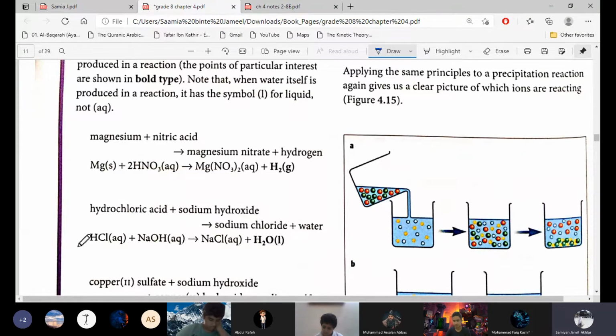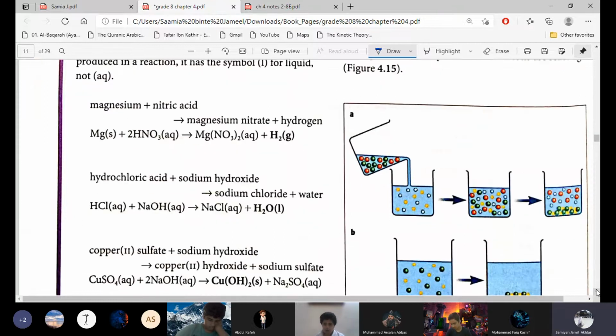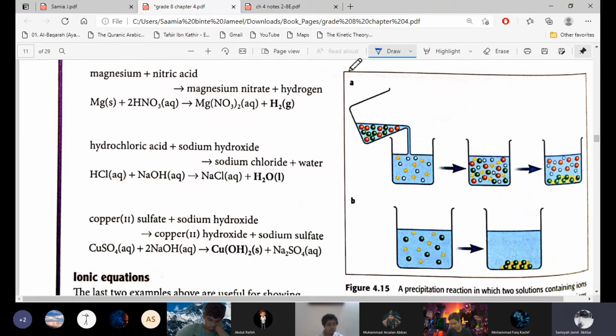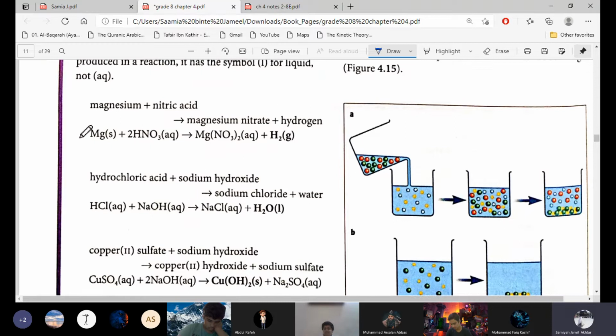Right now there are three examples of these state symbols in your book. The first example is magnesium plus nitric acid gives magnesium nitrate plus hydrogen. So magnesium, as you know, all the metals are solid, except mercury. So if any metal comes in alone form, in a separate form, then it's a solid, so you will always write solid with it.